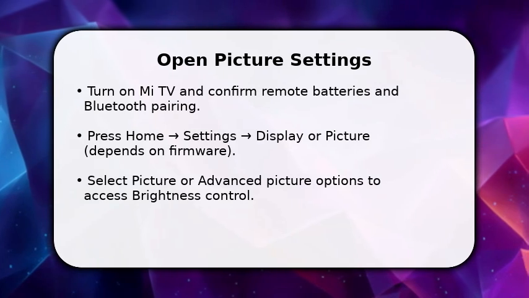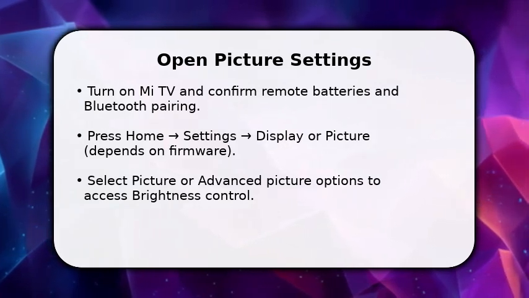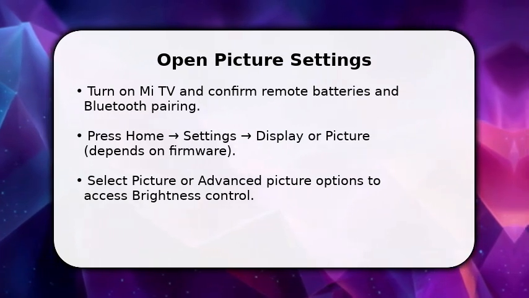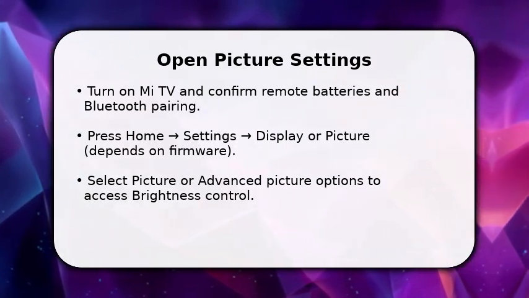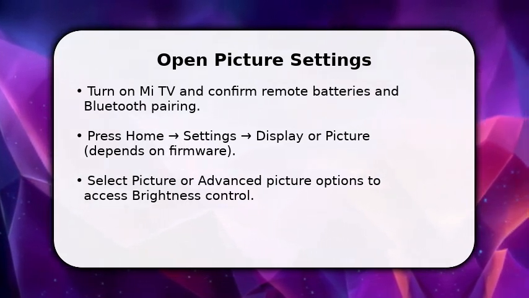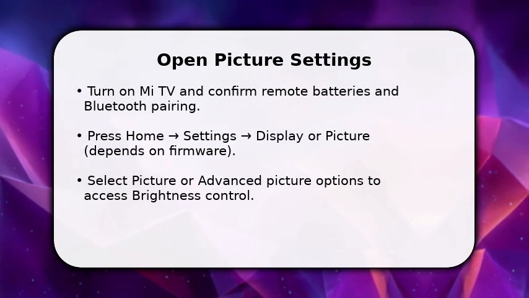You start by powering up the TV and confirming the remote is paired. This avoids delays. Once on, press Home and go straight into Settings, then choose Display or Picture. Firmware names vary. You open Picture because brightness lives there. This step reveals the controls you'll adjust.